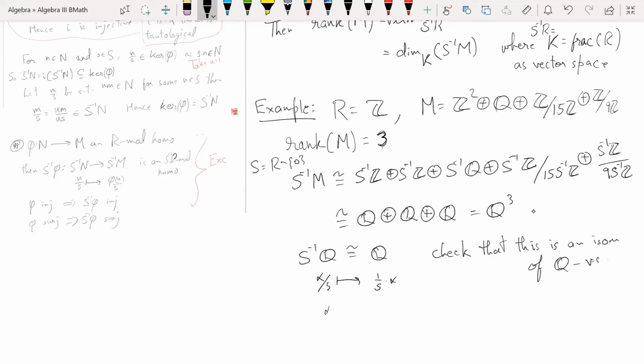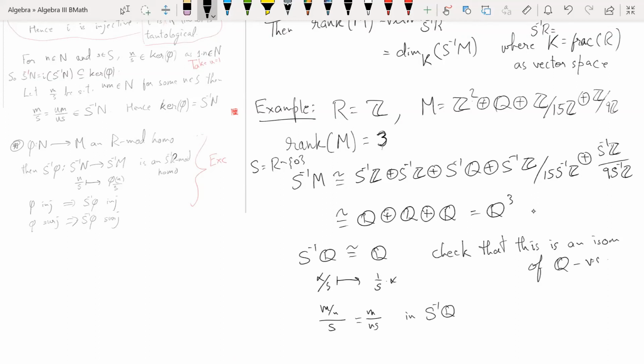Point is alpha over S. So the point is, if you take alpha to be some rational number M over N, and divide it by S, the class of this and the class of M over NS are the same. You can just verify that these two have the same class in S inverse Q.